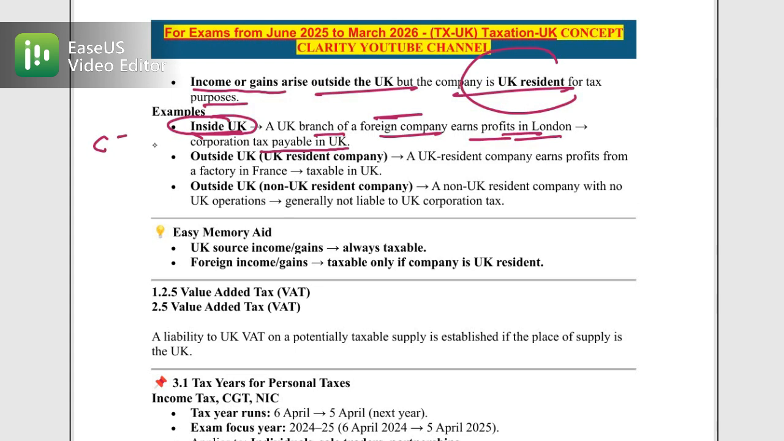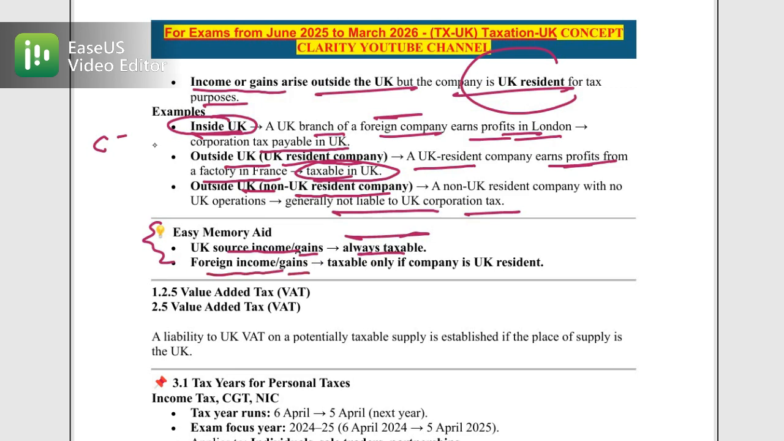Outside the UK, a UK resident company with a profit from a factory in France. So this is taxable in the UK. Fine. Outside the UK, a non-UK resident company generally is not liable to UK corporation tax. And how do you remember it? UK source income or UK source gain is always taxable, but foreign income or gain is taxable only if the company is UK resident.